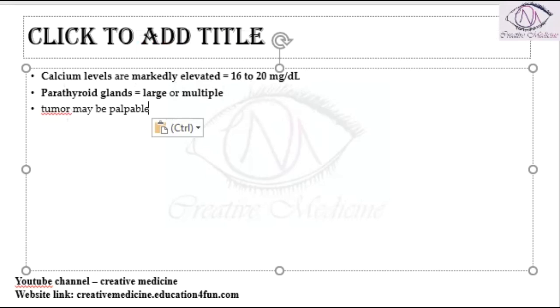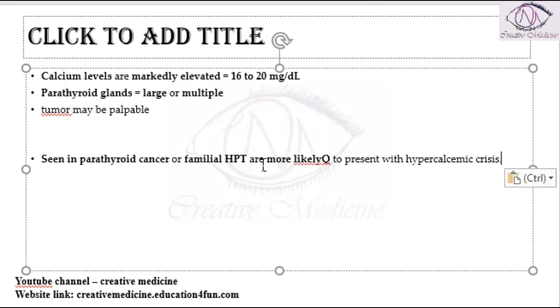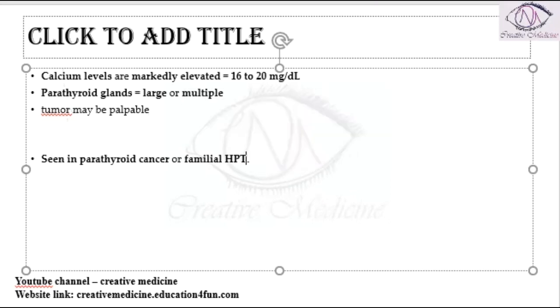Next, a patient with parathyroid cancer or familial hyperparathyroidism might present with hypercalcemic crisis. So, it is seen in patients with parathyroid cancer or familial hyperparathyroidism.